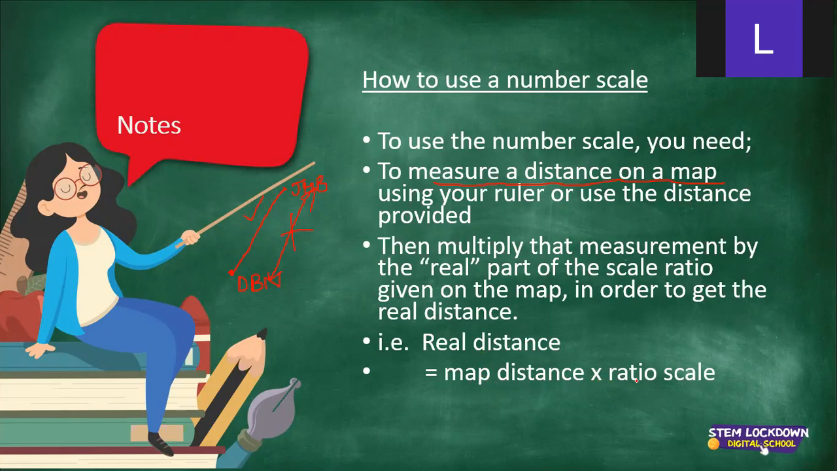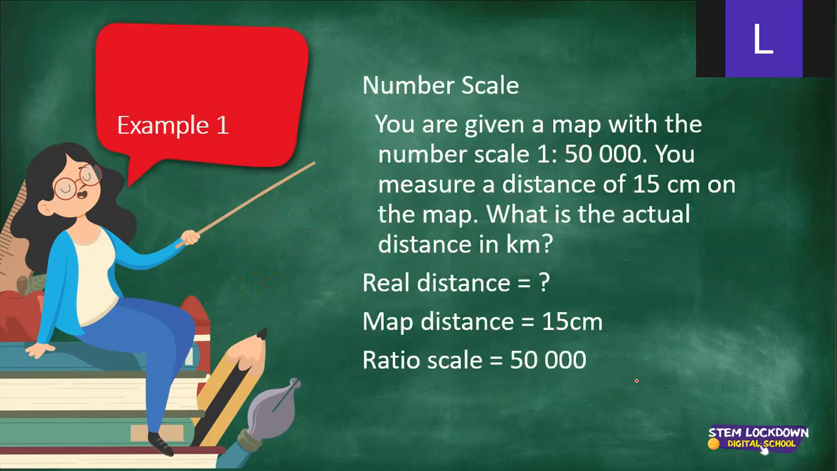Let me give you an example. Let's say you're given a map with a scale of 1 to 50,000. So that is your scale. You measure a distance of 15 centimeters on the map. So this will be your map distance, right? What is the actual distance? In this case, I've used the word actual. They could also ask you what is the real distance, what is the real life distance, or what is the length in reality. So all of those words mean the same thing. So I need to know my real distance, my actual distance.